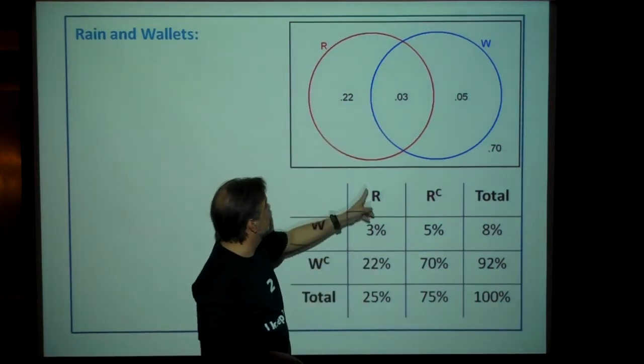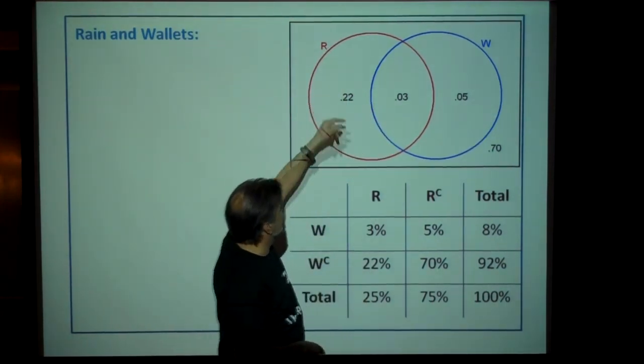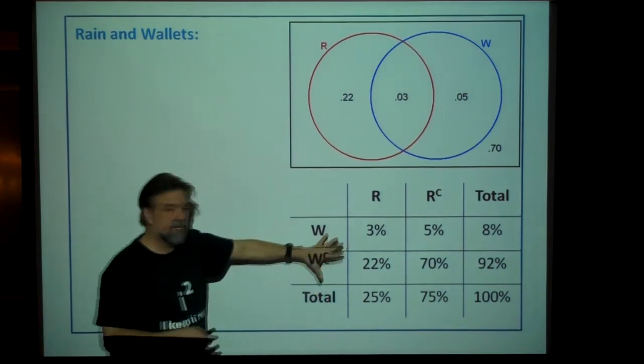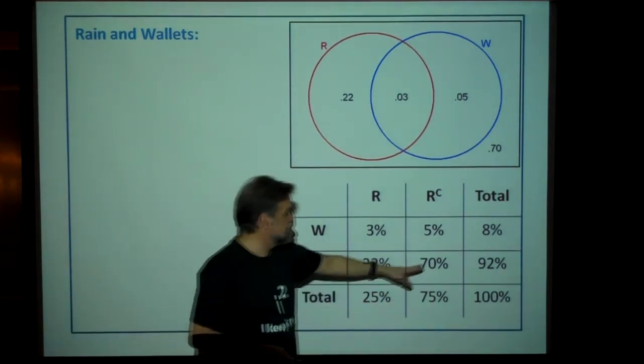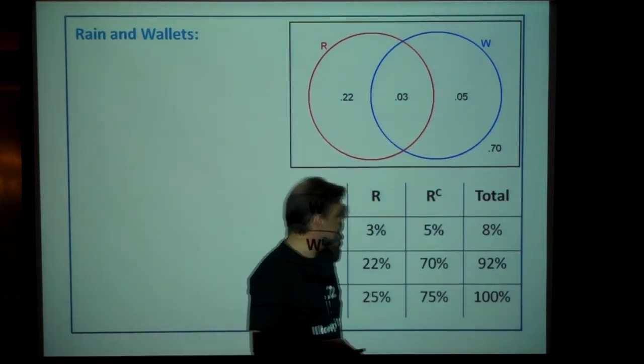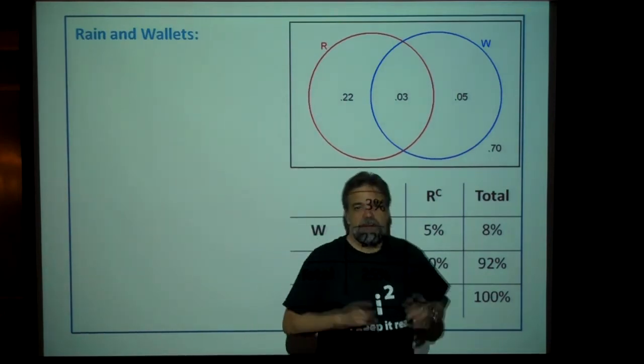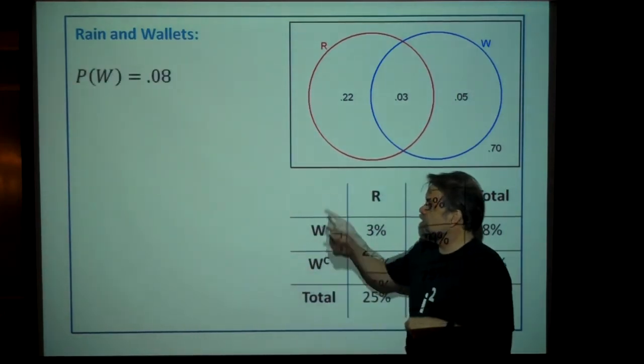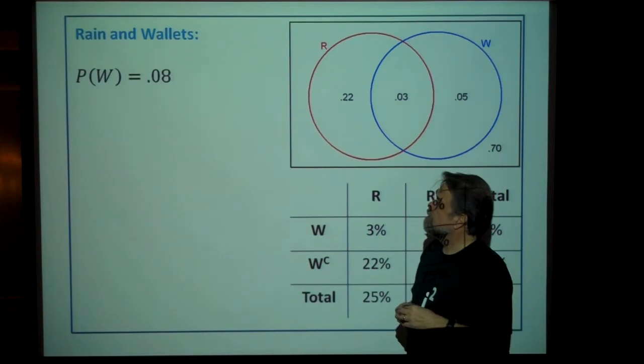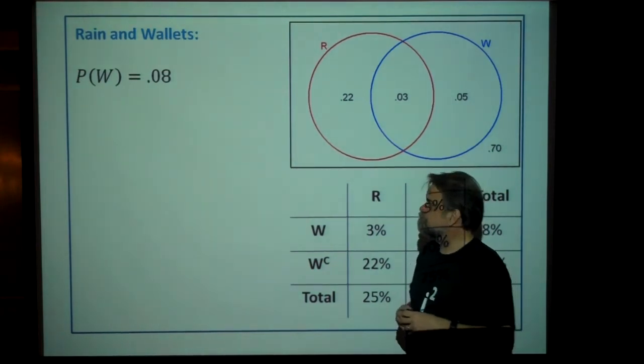That's our column for probability that it's going to rain. So you see how this works, right? And there's the 70% that corresponds with that. Now, there's an 8% chance that I'm going to forget my wallet, right?